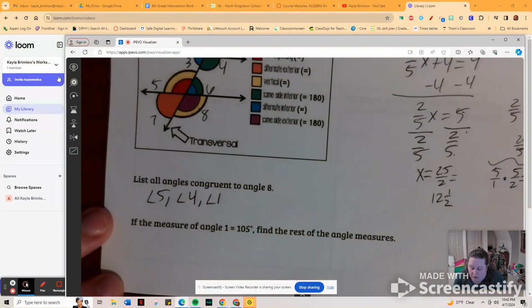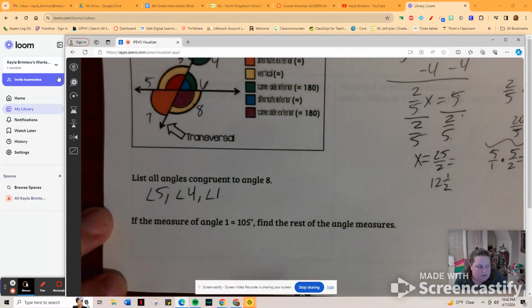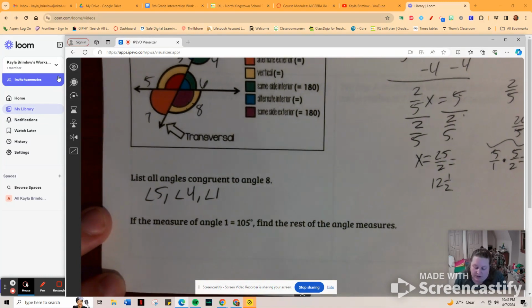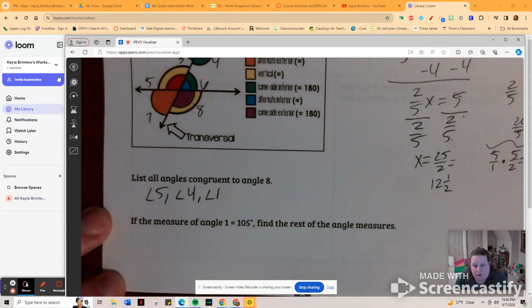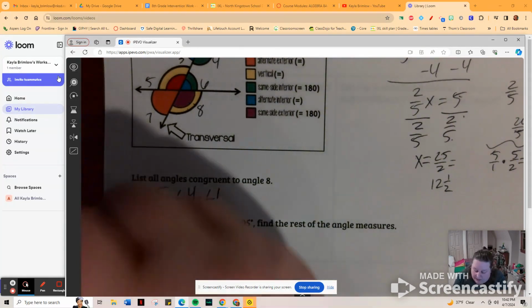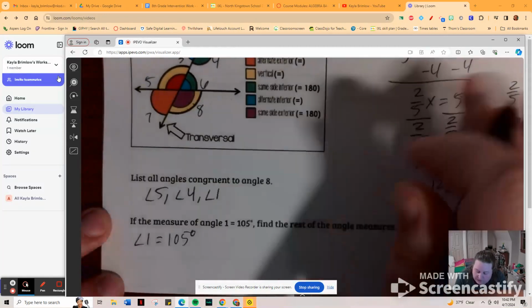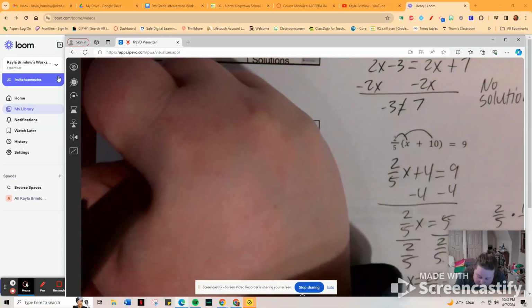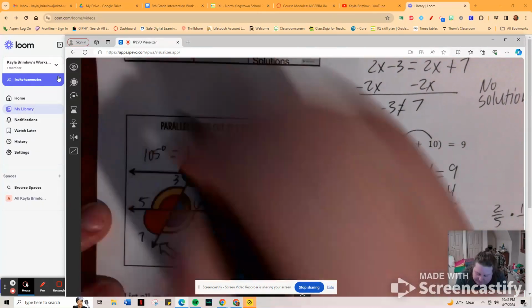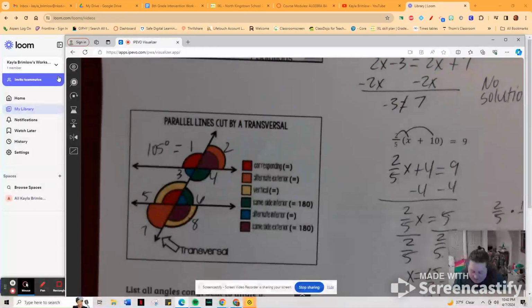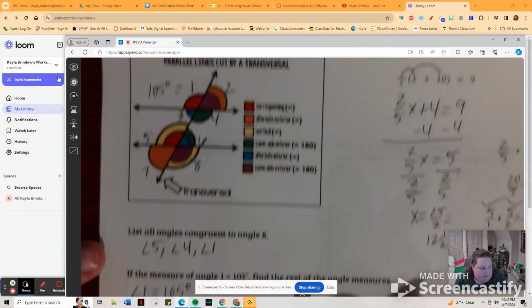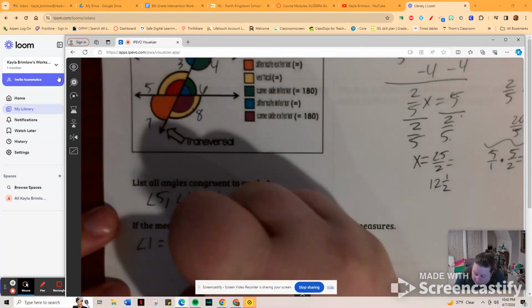So there's several different relationships you can use once you get started seeing how they're all connected. So if the measure of angle 1 is 105, find the rest of the angle measures. You only need one angle to find every other angle measure here, because all the angle pairs are either congruent or add up to 180 degrees. So angle 1 equals 105 degrees. So up here, I'm just going to label this is equal to 105 degrees. So based on this, we should be able to find the rest. So first, I'm just going to write them all out.